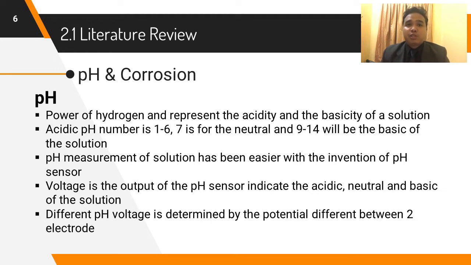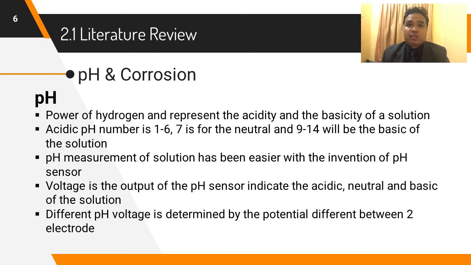pH measurement of a solution has been easier with the invention of the pH sensor. So how does this pH sensor work? The pH sensor will generate output in terms of voltage in response to the degree of acidity and the basicity of the liquid solution. The pH sensors consist of 2 different electrodes.